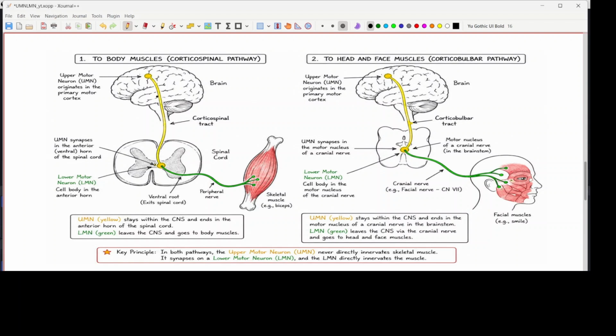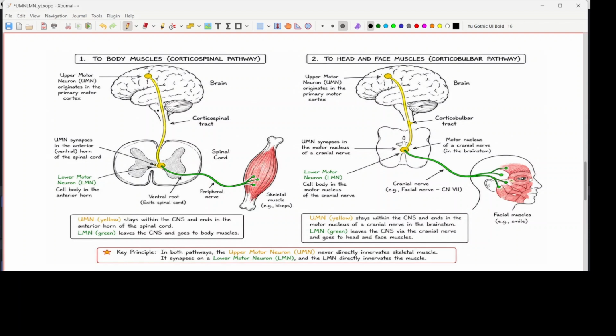through a synapse. So in this diagram we have the upper motor neuron. Its cell bodies are located on the cerebral cortex, on the primary motor cortex of the frontal lobe, but its axons move through descending pathways and synapse on the cell bodies of lower motor neurons.